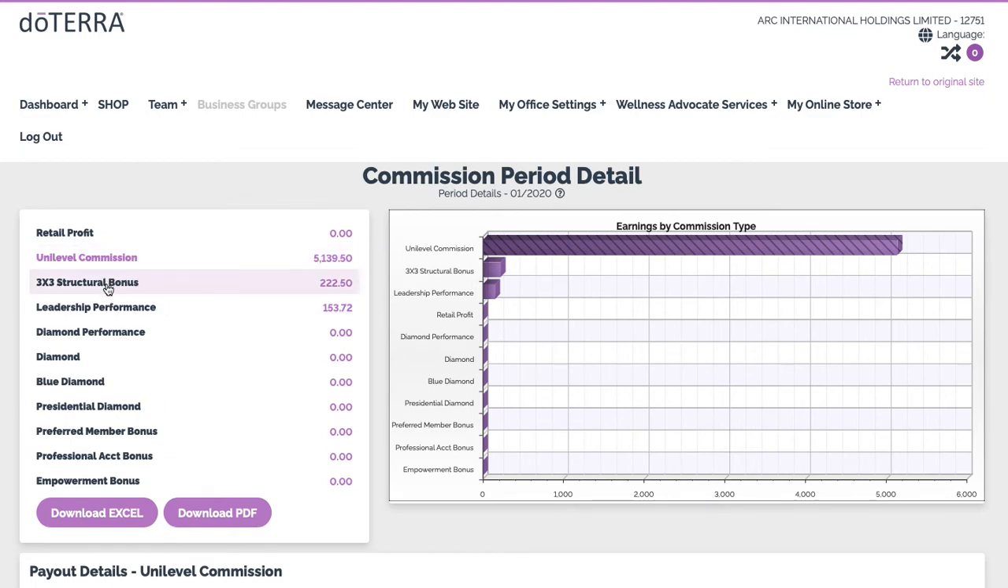Again, the power of 3 bonus. This says only 222. Well, why is that? Because this is in euros again. It's 250 US dollars, but it's only 222 euros. So it does do the conversions for you, but you'll see what your power of 3 bonus is, that's what the 3x3 structural bonus is. Leadership performance, these are the leadership performance bonus pools, the title performance pools, diamond performance, et cetera, if you've earned those. You can download this to Excel if you want to save it and analyze it. You can download it as a PDF if you want to save and analyze it.